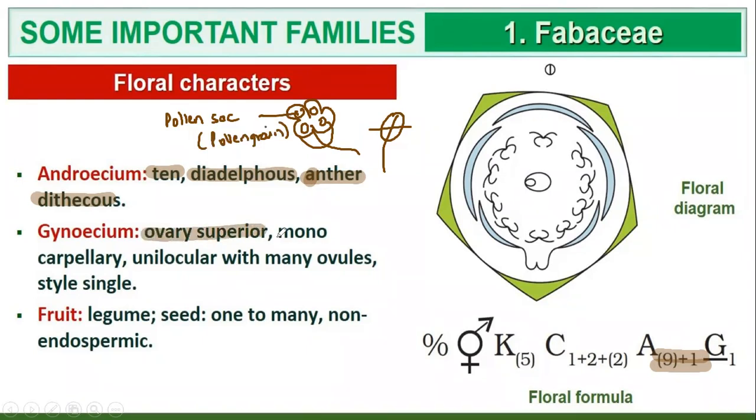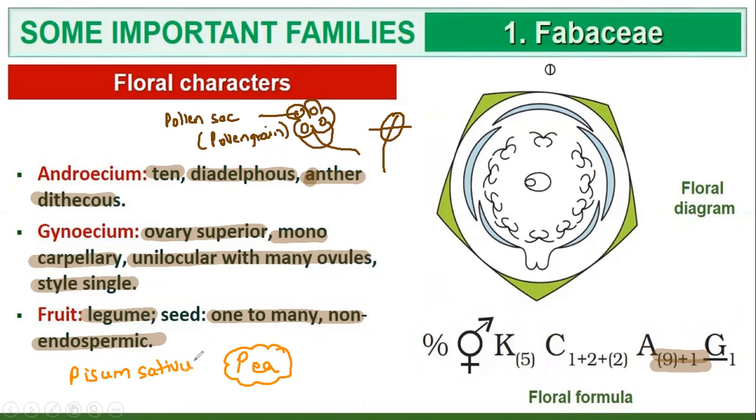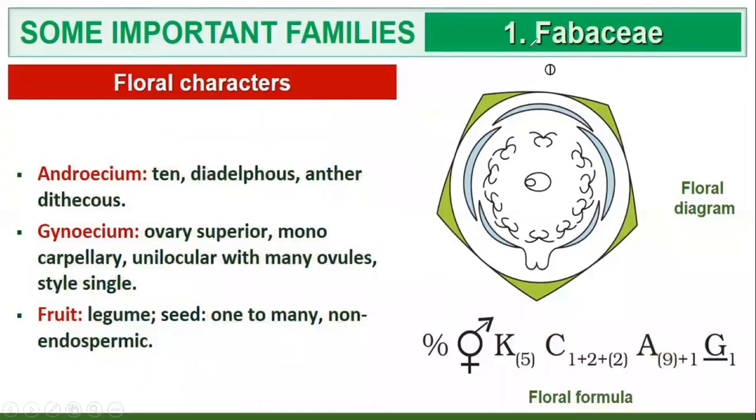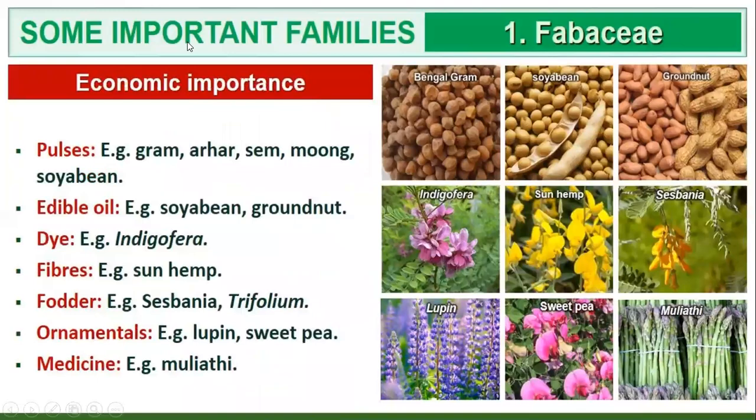Gynoecium, so it is a superior ovary. Monocarpellary, having a single carpel. Unilocular with many ovules and it has a single style. When I say unilocular, it means it has 1 chamber. What about the fruit? They are legumes. What about the seed? One to many, and the seeds are non-endospermic. The very best example that we can suggest is the pea plant, and the scientific name for the pea plant is Pisum sativum. So this is the very first family that we can remember. After this, we have some economic importance, very important from the NEET point of view.